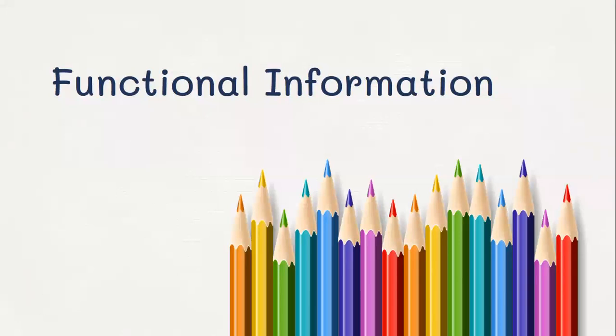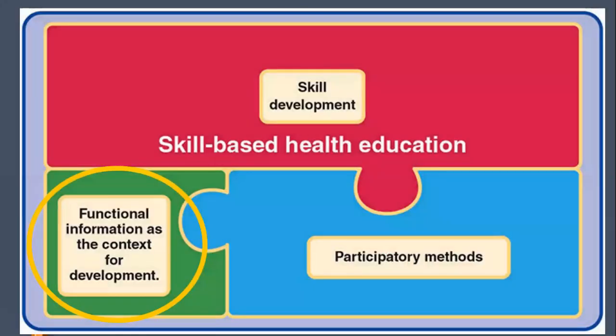The second area is functional information. Functional information provides the context for what we do. You'll notice in this graphic that skill development is the largest, right? We spend most of our time on skill development, and the way we teach is through participatory methods. But this functional information helps our students to do the skill in health-related ways.